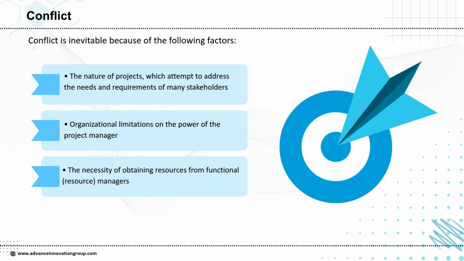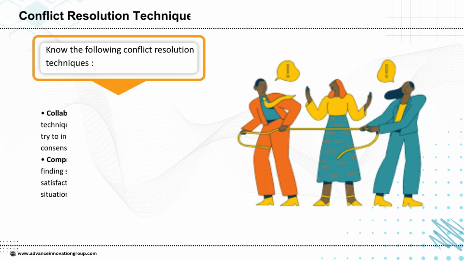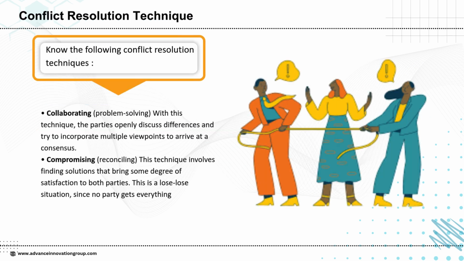Since conflict is natural and unavoidable, the key is not to fear it but to manage it constructively so the project and team benefit from resolution. One of the most effective ways to handle conflict is collaborating or problem-solving. Here, all parties come together, openly discuss their differences, and try to find a solution that incorporates everyone's viewpoints. This often results in a consensus and long-term positive relationships.